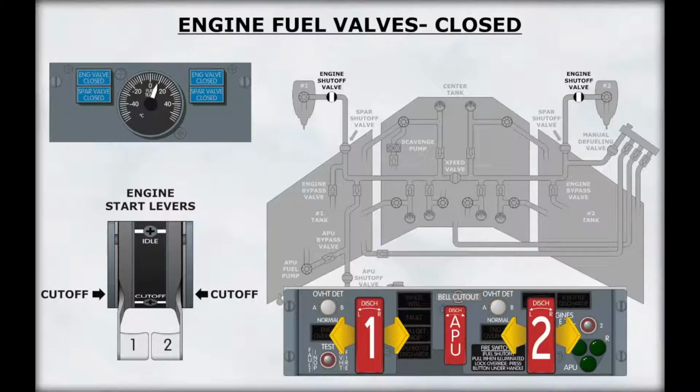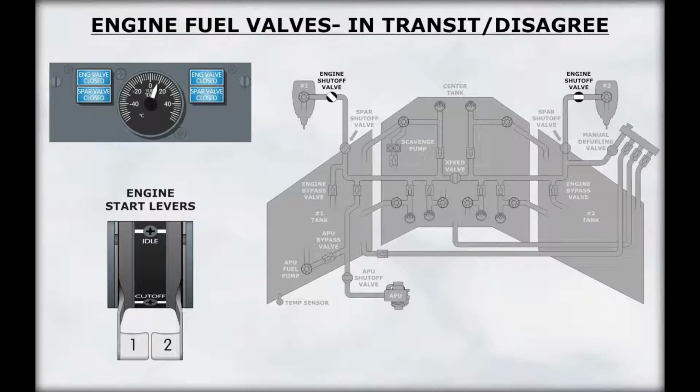The engine valve closed light is dimly lit when the associated engine valve is closed. The valve is closed when the associated start lever is in the cutoff position or the associated fire handle has been pulled. The engine valve closed light is brightly lit when the valve is in transit or the valve position disagrees with the commanded position.